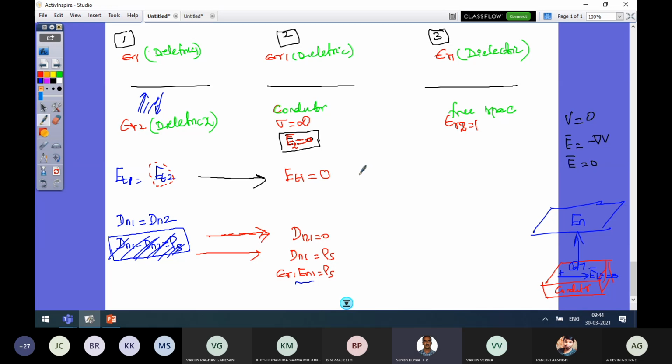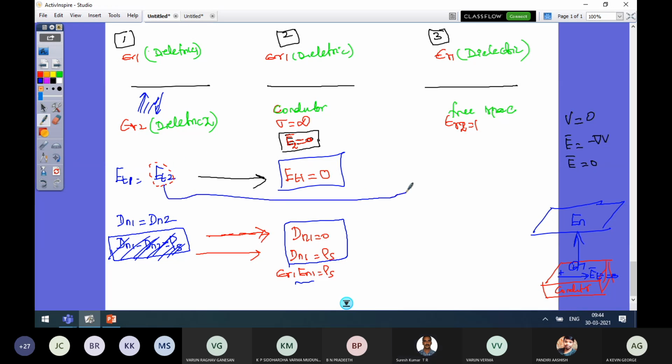Now, hope you understand this. This is sufficient. Same way, let us apply this and write the equation. At least now you can suggest the equation to me. What is Et1 equal to Et2? What will be the equation here? It's a free space, that's all.